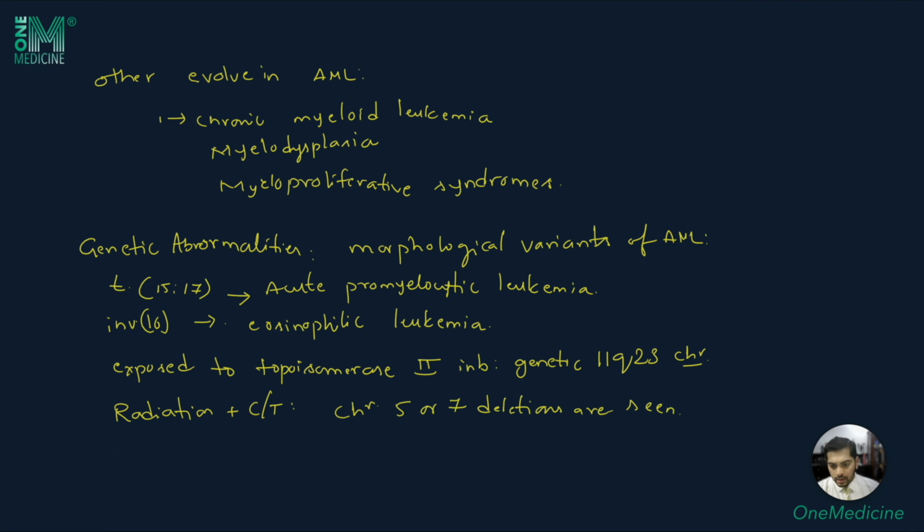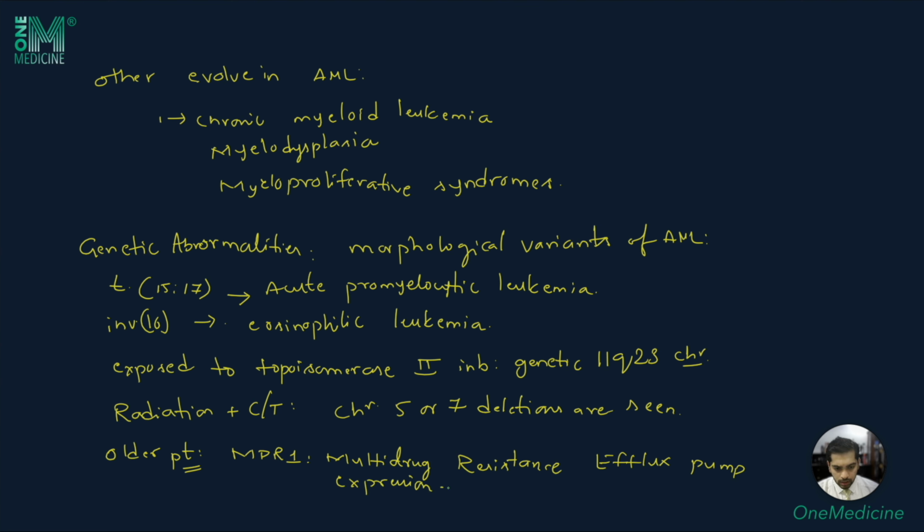In older patients with acute myeloid leukemia, a gene mutation called MDR1, that is multi-drug resistance efflux pump expression, can carry a worse prognosis.